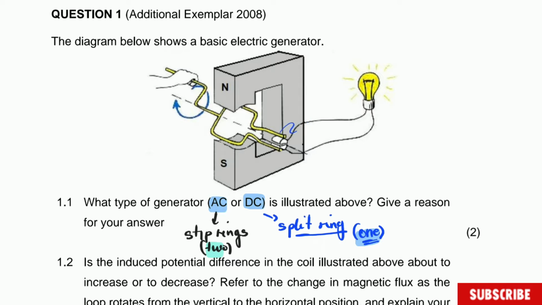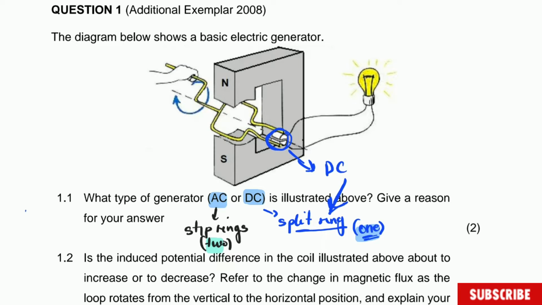So if we look at this one here, you can see that at this specific point here, there is only one ring. This one is, guys, the DC generator. Why you have to say? Because it has a split ring. That is the answer for question 1.1. 2 marks for saying that.